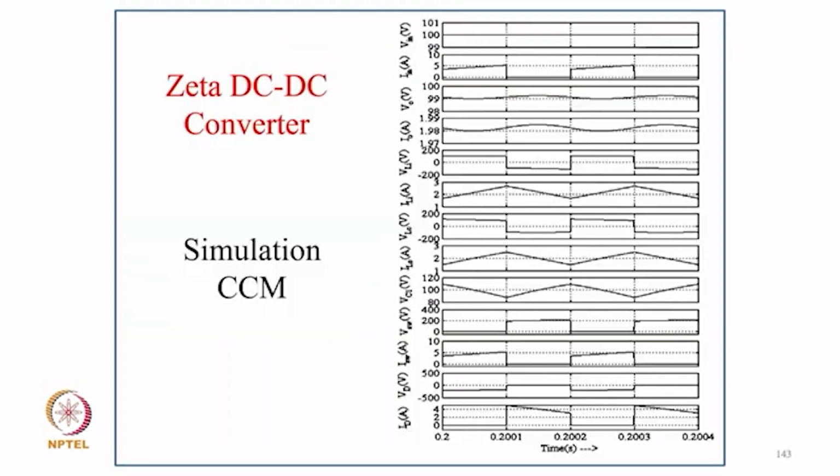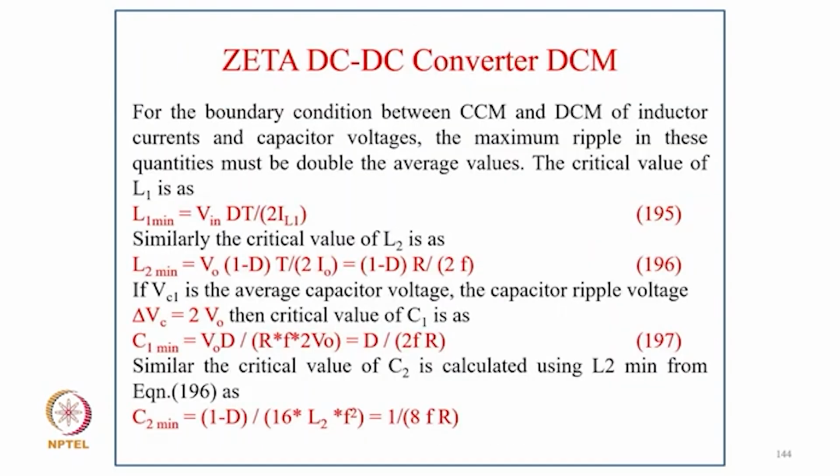And these are the typical waveforms in continuous conduction mode of the Zeta converter for input voltage, input current, output current, inductor input voltage and current, output voltage, output inductor current, capacitor voltage, switch voltage, switch current, and output voltage. Now coming to the operation of the Zeta converter in discontinuous current mode.